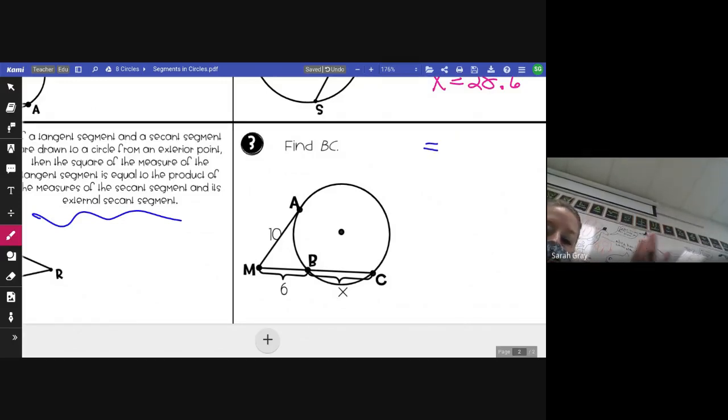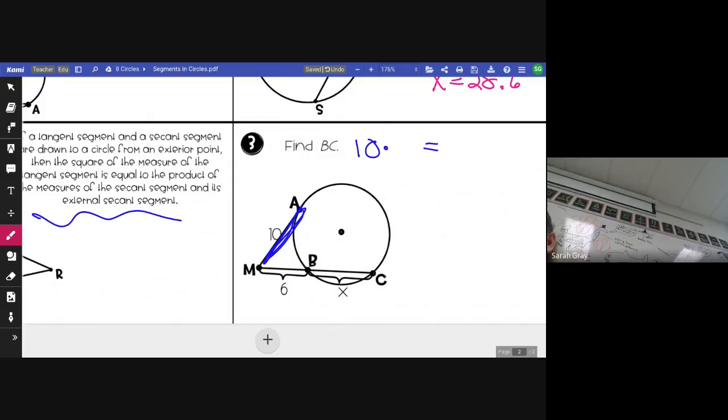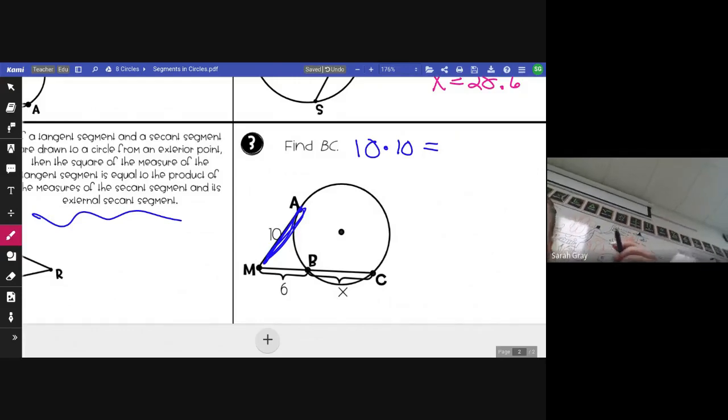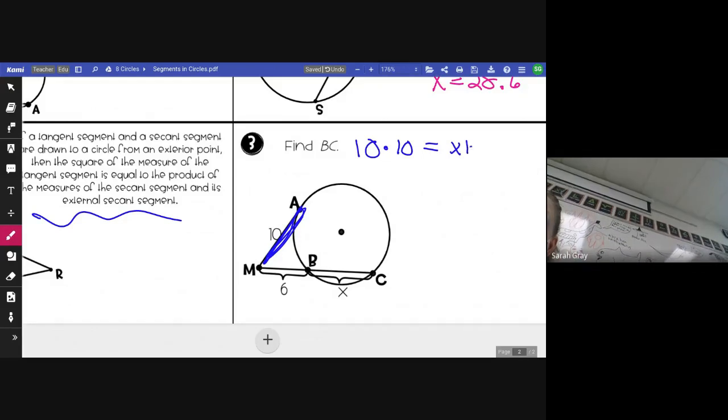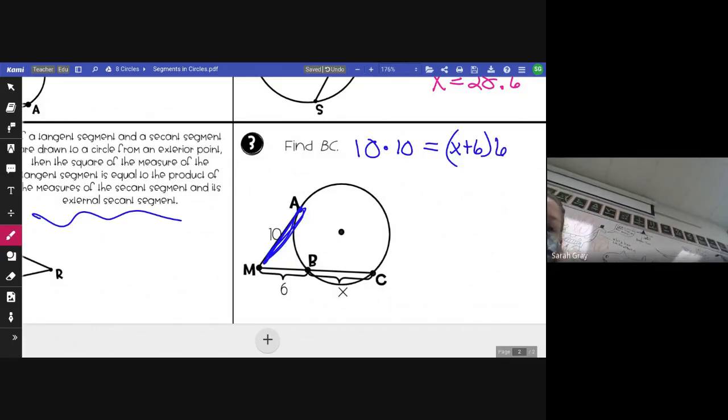Let's do the top one first. What is our whole? Starting with this tangent. Kelsey? 10. Whole is 10. Outside? Also 10. Whole of the bottom line? X plus 6, or 6 plus x, sorry. And outside of the bottom line? 6. So whole times outside, whole times outside.